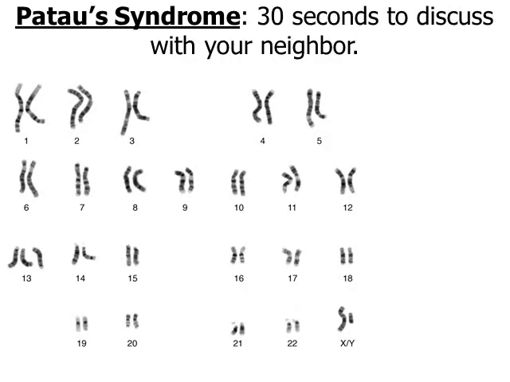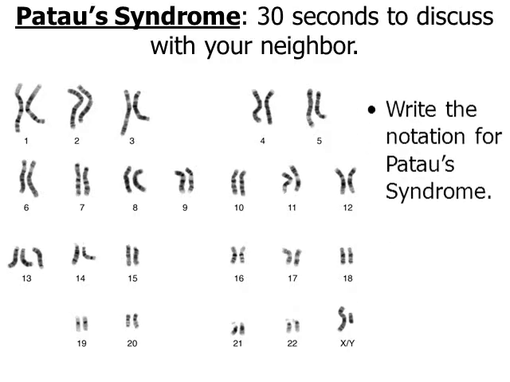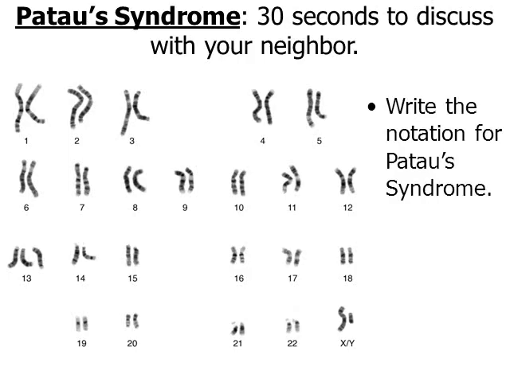Again, if we were in class, I would have you work on this with a neighbor. Write the notation for Patau's syndrome. Pause the video. I'm going to go over the answer in 3, 2, 1. So I hope you found the error. Chromosome 13. There's not supposed to be 3 chromosome 13s. There's only supposed to be 2. And so I hope you said 47 because this person has one extra chromosome. I hope you said XY because this person is a male. And I hope you said plus 13. The plus means extra chromosome 13.